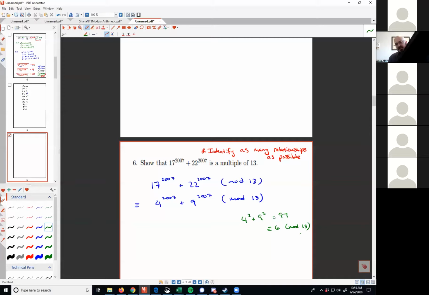So just noticing that 4 plus 9 is 0 mod 13, that's not enough. Anytime they are raised to an odd power, that number is a multiple of 13. If you check a few possibilities, it seems that way. Maybe we're onto something, but we still need to prove that.